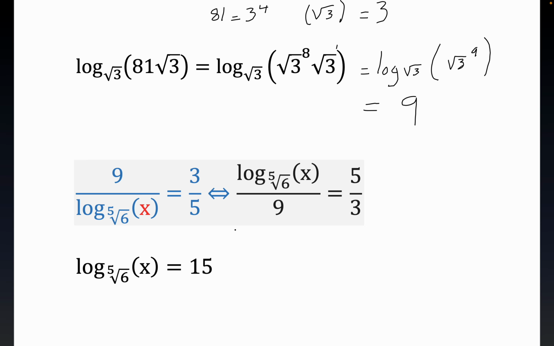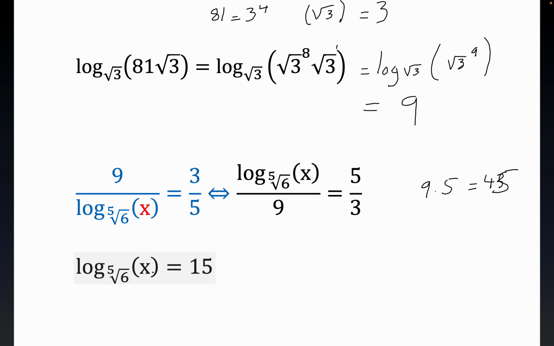We reciprocate, and 9 times 5 is 45. All the arithmetic's very straightforward. 9 times 5 is 45. And when you divide that by 3, you get 15.